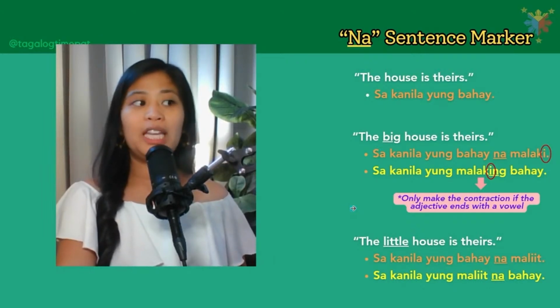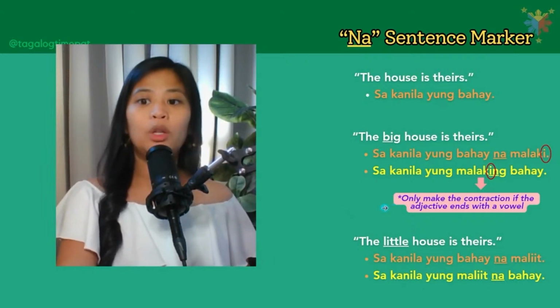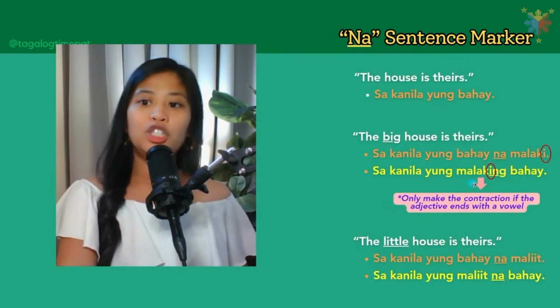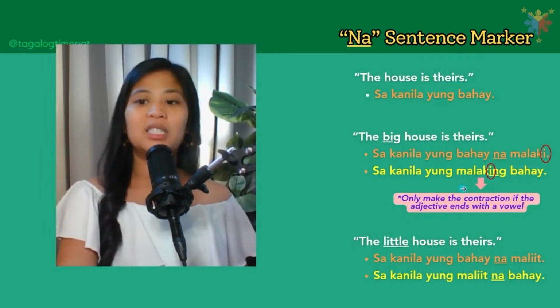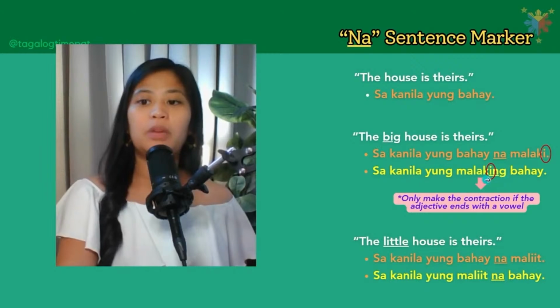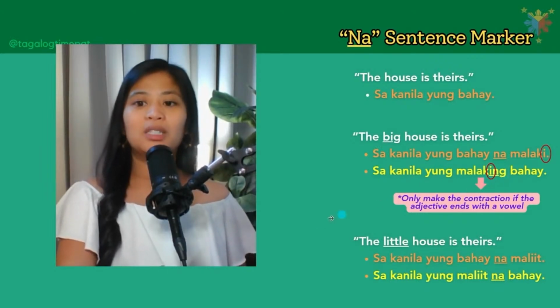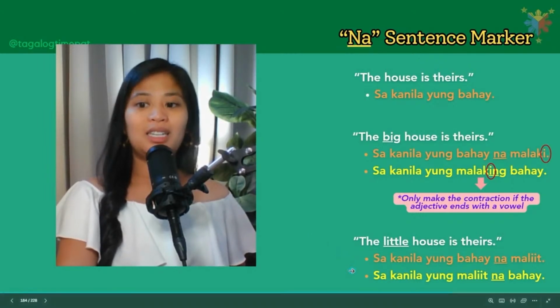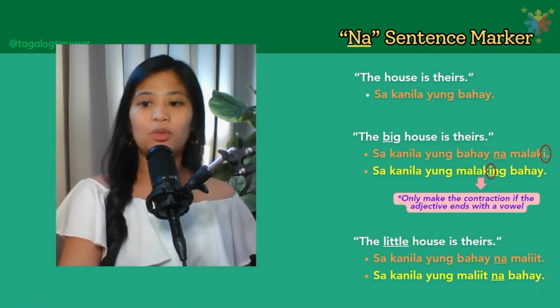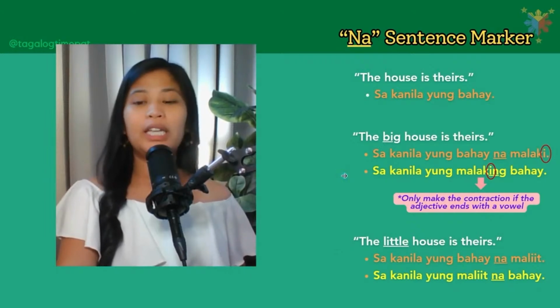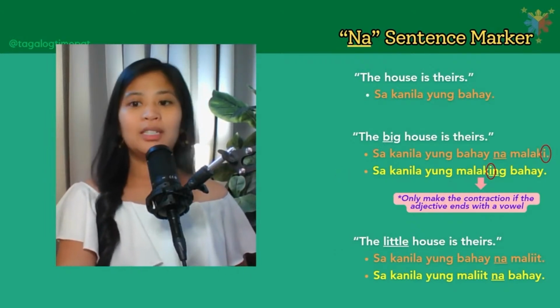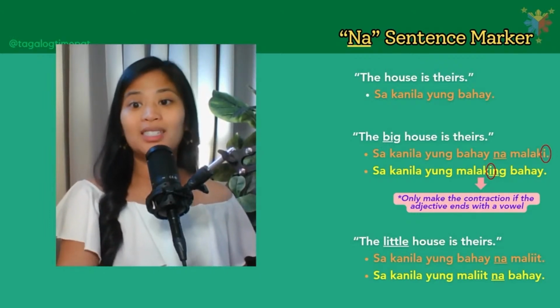So that's just one important thing. If the adjective does end with a vowel, you can make a contraction. And just know that the sentence marker na is there. Malaking bahay technically is malaki na bahay. But we just made the contraction just to make it easier to pronounce and make the sentence flow a little bit better. But if the adjective ends with a consonant, you don't make the contraction because it doesn't really work like that. And these two ways to say these phrases are used equally as much. There isn't a formal way, there isn't a casual way. It's just kind of personal preference or depending on what someone wants to say.